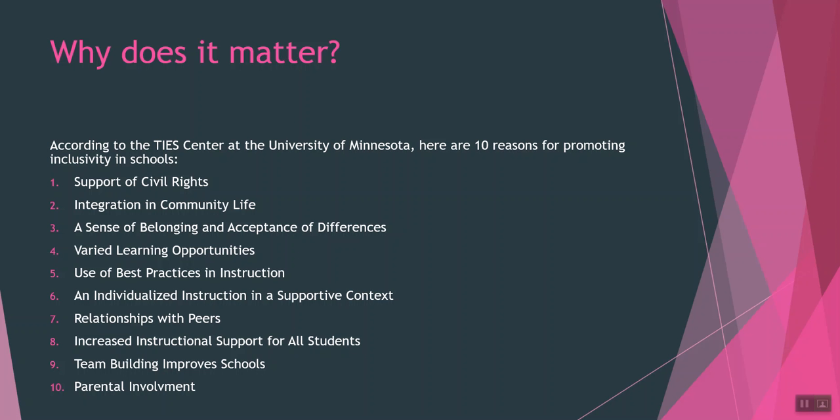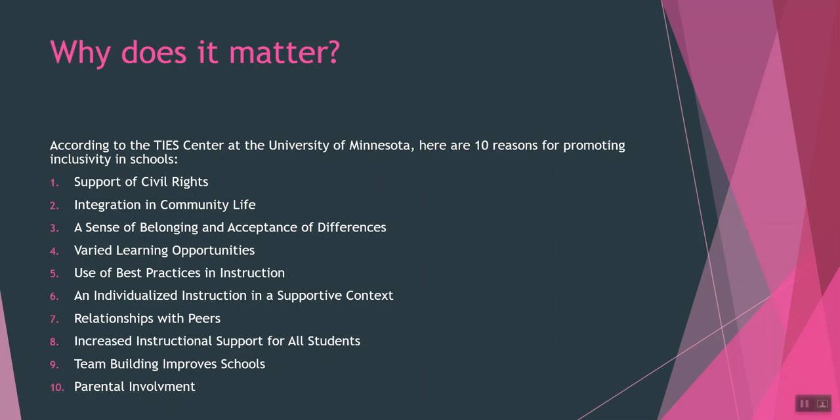So why does all this matter? As I said before, in one of your handouts, it is an article that was created by the TIES Center at the University of Minnesota. They came up with a list of reasons to promote school inclusivity. Like, why should we do this?